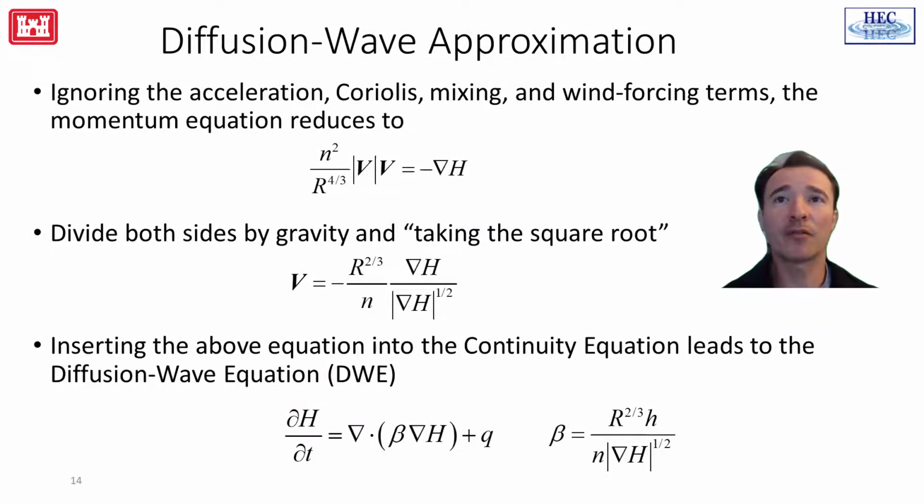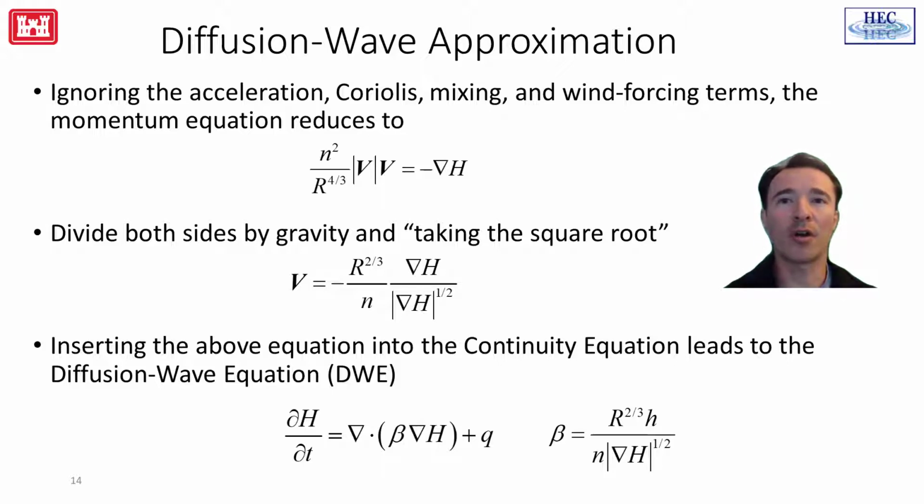Now that we have gone over all the terms in the momentum equation, let's see what happens if we ignore all of them except the bottom friction and the water level gradient. If we do that, we get a simple momentum equation shown at the top. It can be manipulated mathematically to obtain an equation for the velocity. Then inserting the velocity equation into the continuity equation leads to the diffusion-wave equation, where beta is the diffusion coefficient.